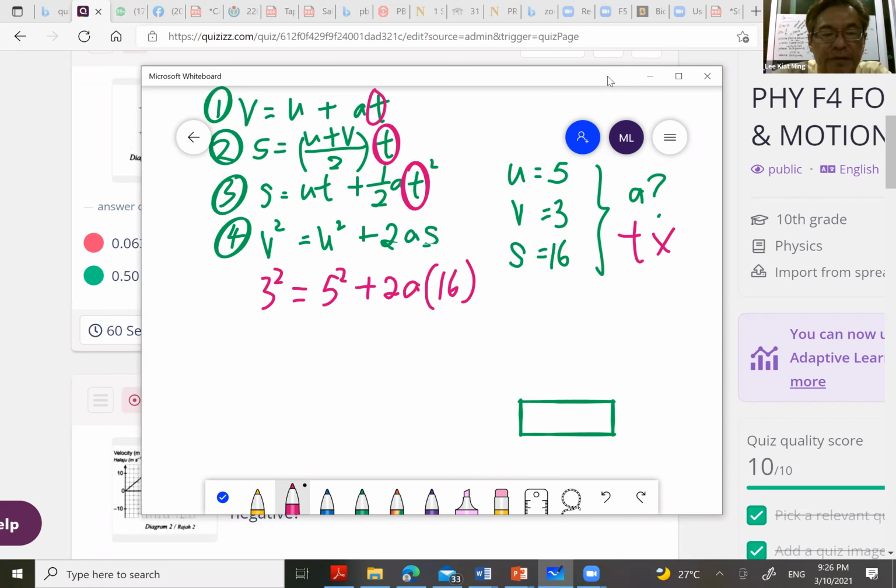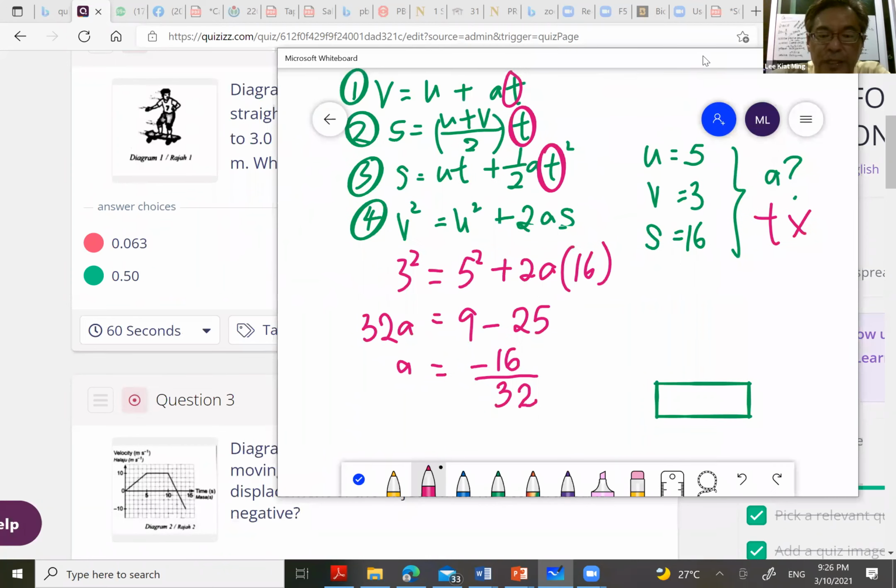So it's going to be 32a, equivalent to 3 squared, which becomes 9, minus 25. So I'm going to get negative 16. Then I bring over the 32, so it's going to be negative 16 over 32. If you press your calculator, or simplify 16 and 32, it's going to be 1 over 2, which is 0.5.